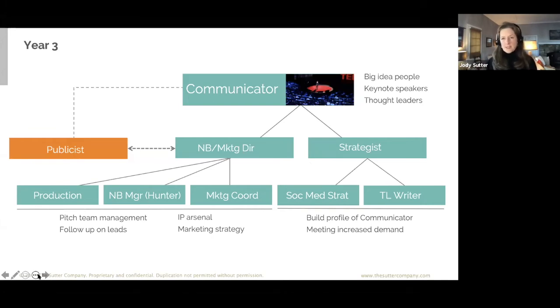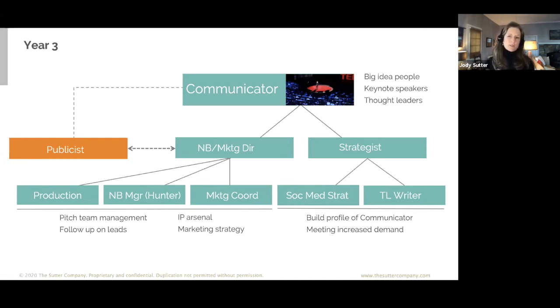And then your strategist is also building out her team. You've got a bigger social media strategy team, a bigger social media engine, and maybe you've even got a writer to help pump out that thought leadership. That publicist is still there, still increasing the exposure for the communicator.